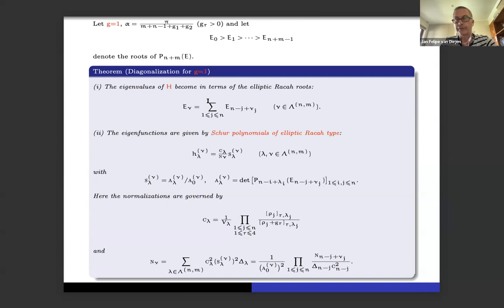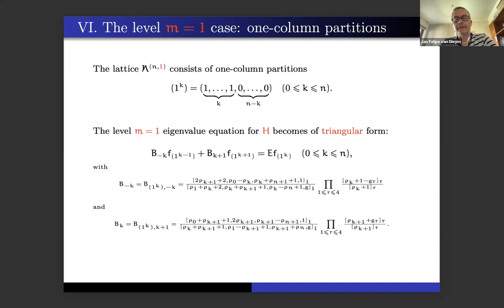So in the elliptic Ruijsenaars case, the one particle case, and the free fermion case, there is one more case in which you can easily compute everything in terms of polynomials on the spectrum, and that's the level m equal to one case. Now this lattice of partitions consists only of one column partitions, from the empty partition up to the partition full of ones. I use this now as standard notation. So my lattice consists of only such partitions at level m equal to one.